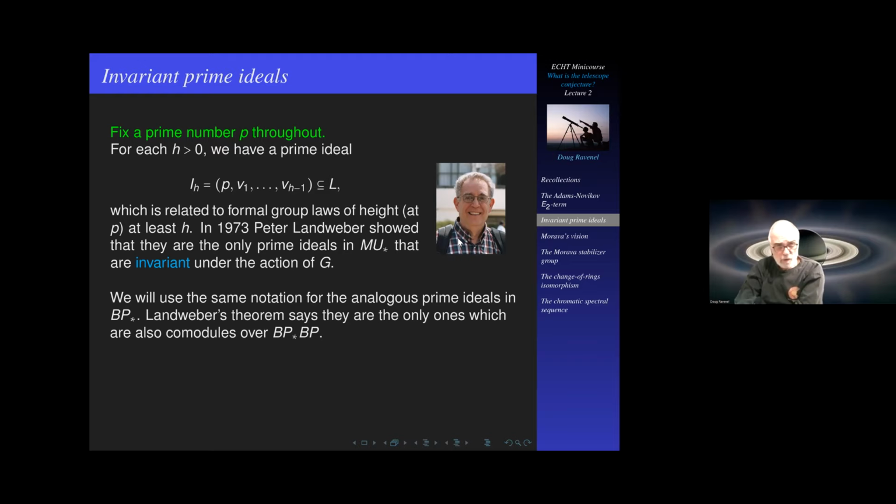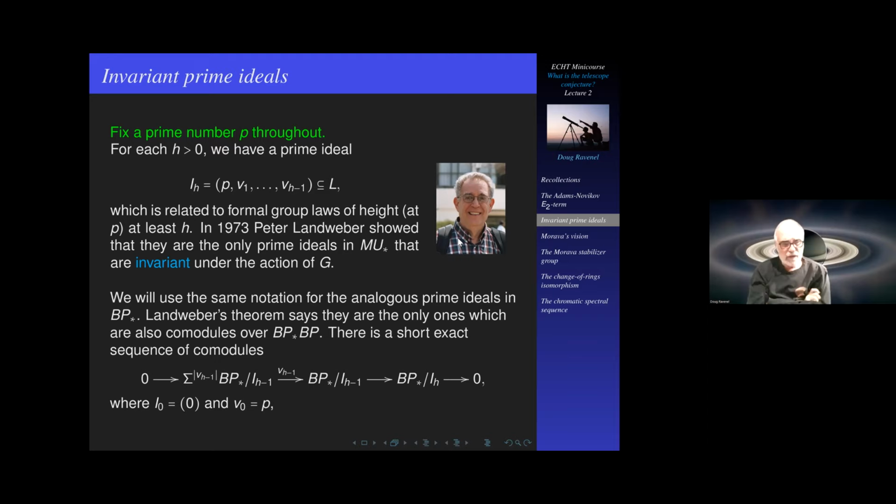And there is a short exact sequence of such comodules that goes like this. I'm going to call this particular short exact sequence the H Greek letter sequence. So this is defined for any positive value of H. And in particular, if H is one, then the first guy in the sequence is BP star mod I zero. I zero is defined to be the zero ideal, and V zero is defined to be P.